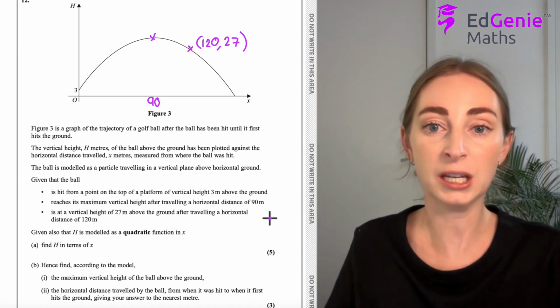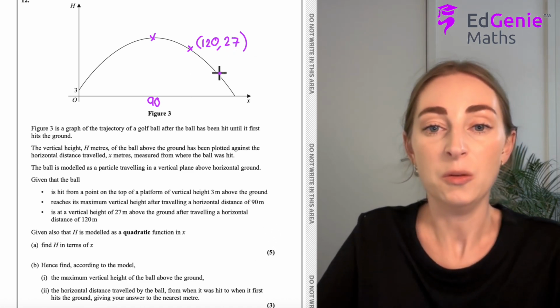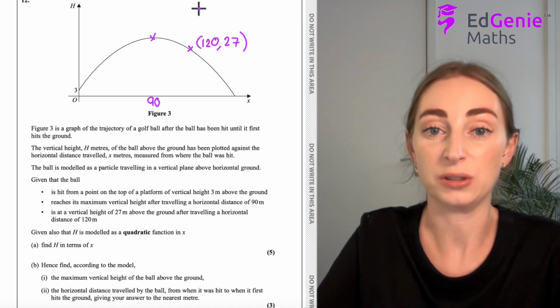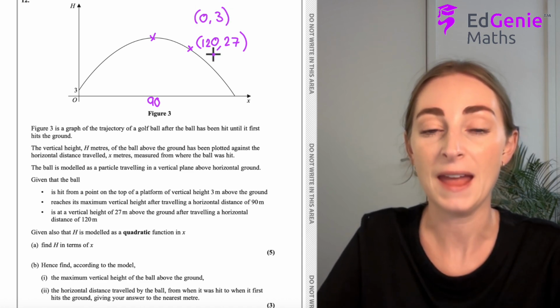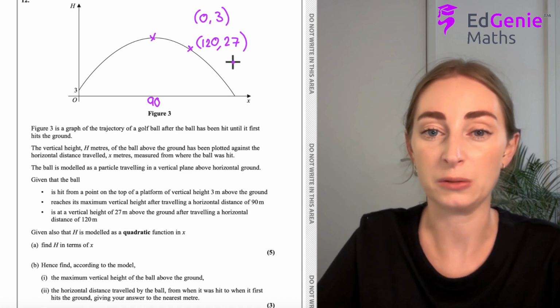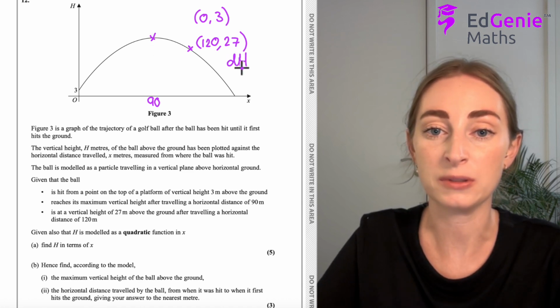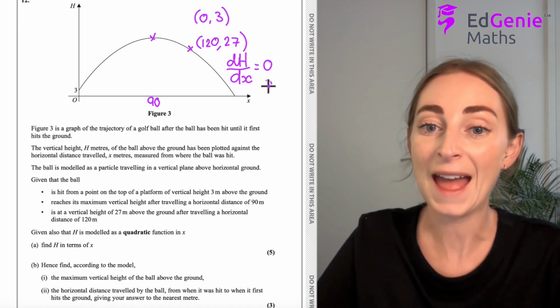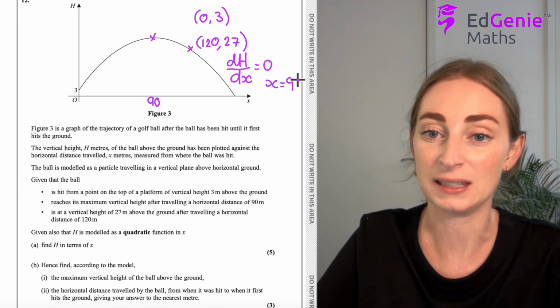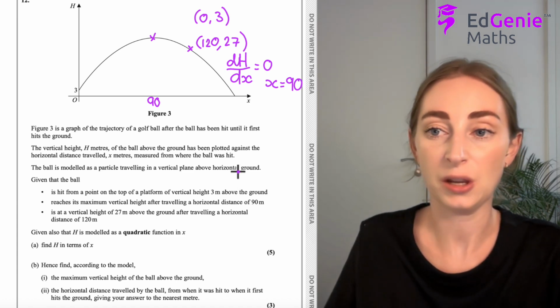So it's probably going to be a little bit fiddly. We have got 2 coordinates actually, haven't we? Because we've also got 0, 3. And we also know that when dh by dx equals 0, so when our gradient is 0, x is going to be 90. So let's have a go.